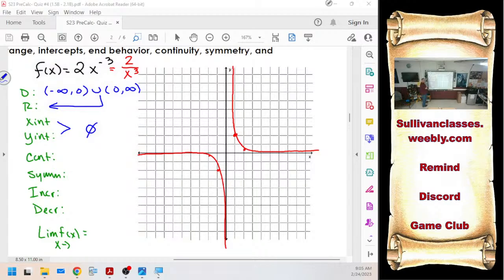Continuity. Is it continuous across the entire domain? No. So you got to tell me what type of discontinuity and where. Infinite discontinuity. Where? There you go. Symmetry. Okay, we had 3 kinds. There was symmetric to the x-axis, the y-axis, or the origin. This one was origin.